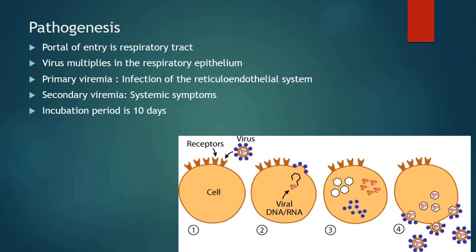So pathogenesis. The portal of entry is the respiratory tract. The virus multiplies in the respiratory epithelium. In the primary viremia, infection of the reticuloendothelial system occurs, and in the secondary viremia, the systemic symptoms occur. The incubation period is 10 days.